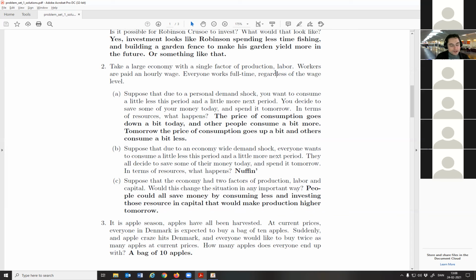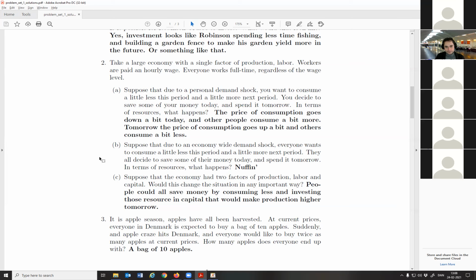where I say that suppose we had two factors of production, capital and labor, now can we say all save money? Yeah, we actually can, right? Just by the same argument that this student just now was suggesting, which is we can delay our consumption, invest in capital, and then the next day become more productive and all consume more. Okay, but you need that extra factor.